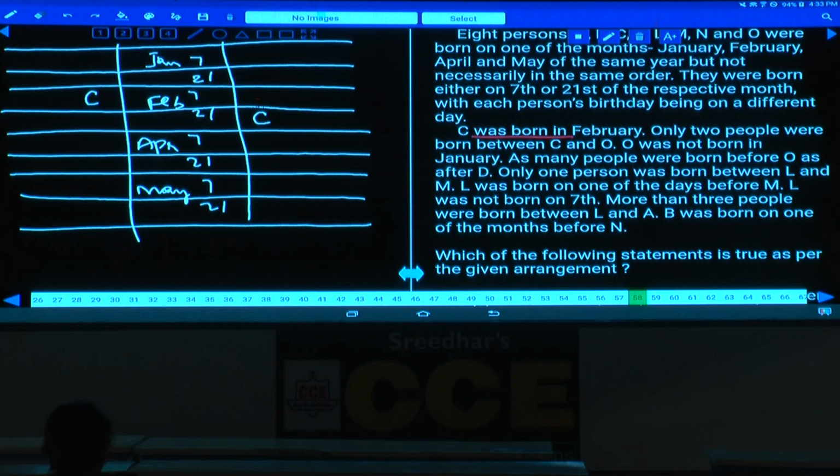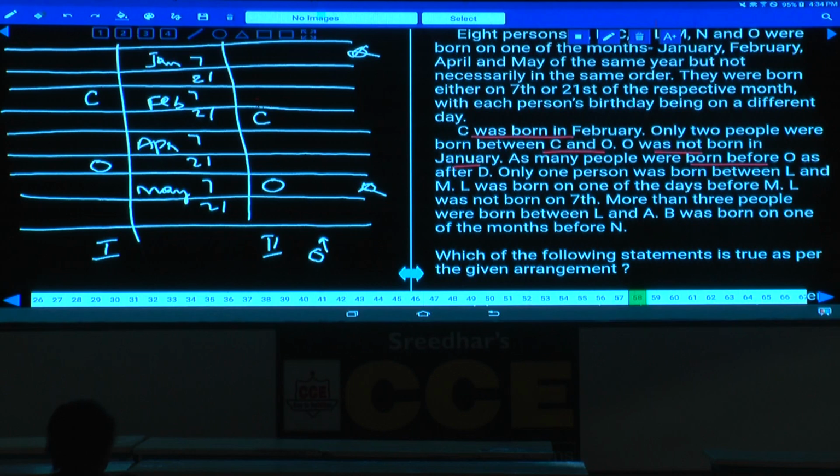Then only two people were born between C and O. Between C and O, how many persons are there? There are two people. As there are two people between C and O, in the first case, O must be on April 21st, and in the second case, O can be either on Jan 7th or May 7th. There are two possibilities. And O was not born in Jan. As O was not born in Jan, in the second case, O must be on May 7th.